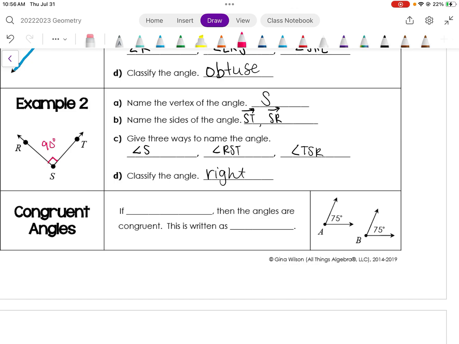Congruent angle. So we talked about congruent in the last lesson. Hang on, I was trying to think about what goes in. Oh, equal measure. It's like, what word goes here? Remember, congruent means equal measure. I was about to write that off to the left, but it just goes in the blank. If angles have equal measure, then they are congruent.